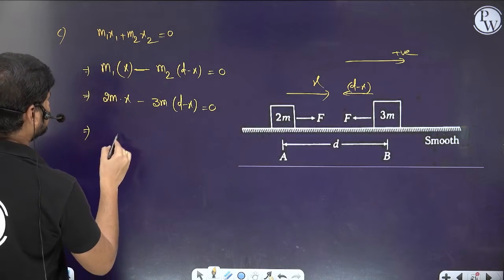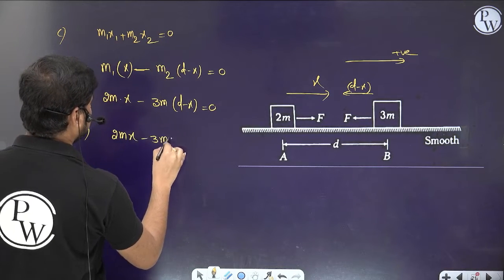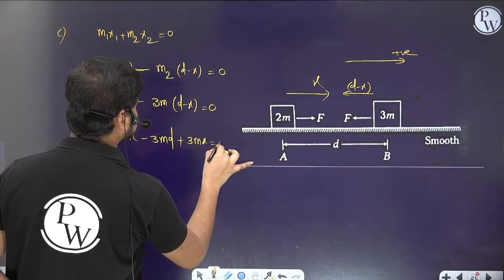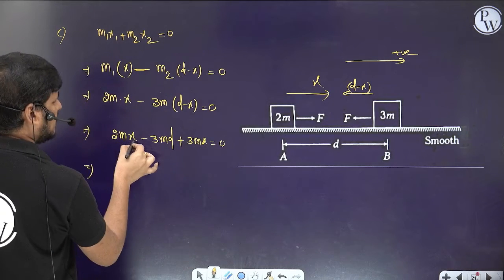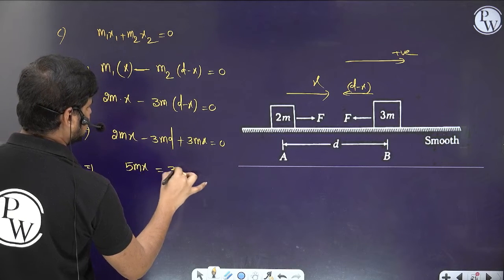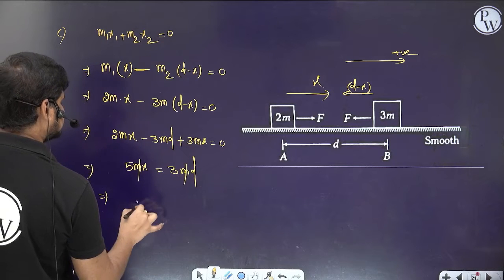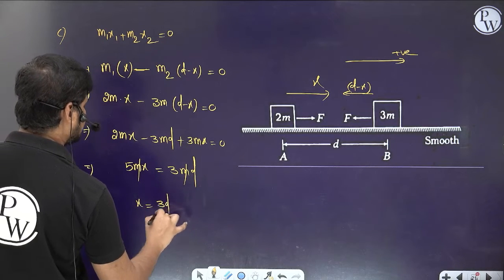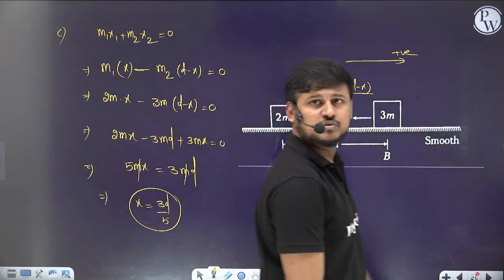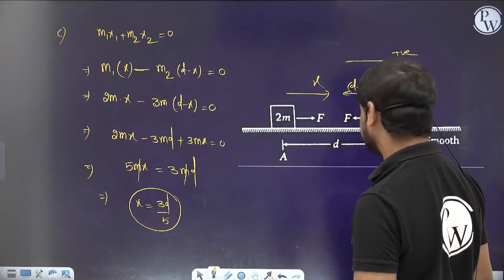So then I can write 2mx minus 3m(d minus x) is equal to 0. So 2mx plus 3mx, which is 5mx, is equal to 3md. Here m gets cancelled. So x is equal to 3d by 5. So at a distance 3d by 5, the two particles will collide. Clear guys? Understood? Simple concept.